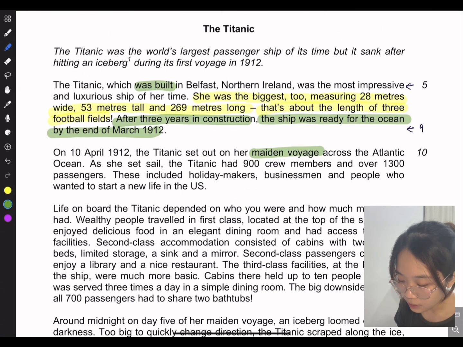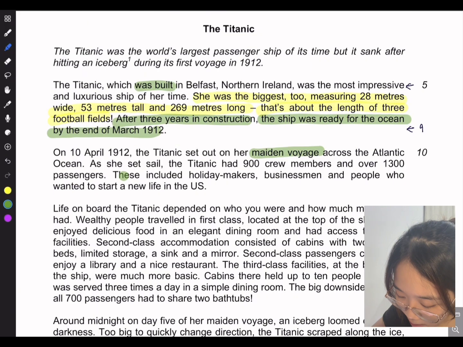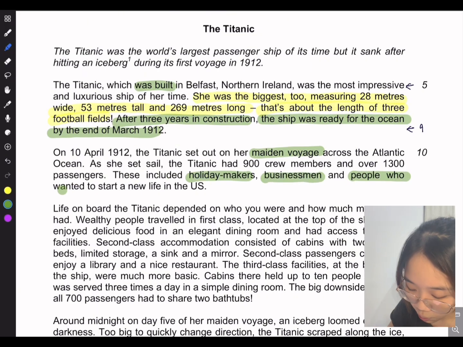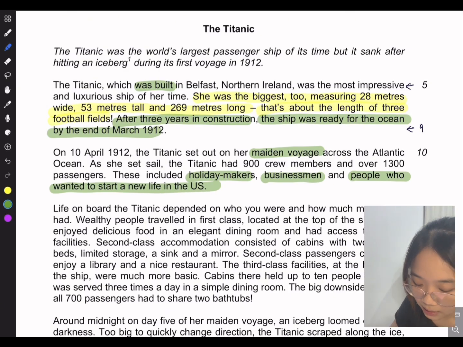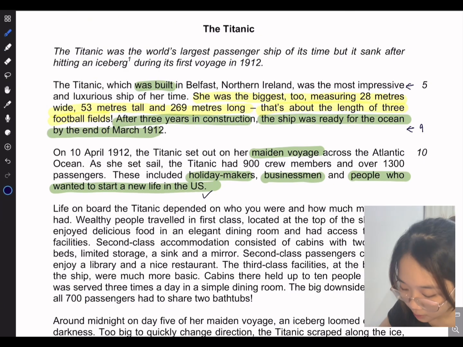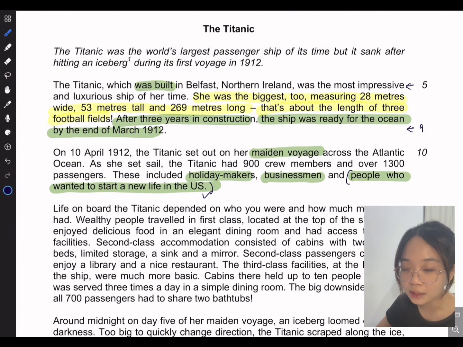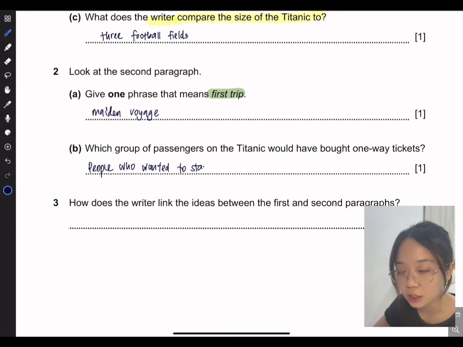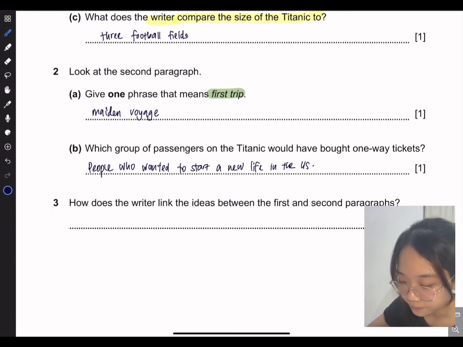Okay, so here, since they mentioned that you have to refer to the second paragraph, and here you can see that this included holiday makers, businessmen, and people who wanted to start a new life in the US. So the best answer would definitely be people who wanted to start a new life in the US, because they do not know when will they actually return back to their own country.